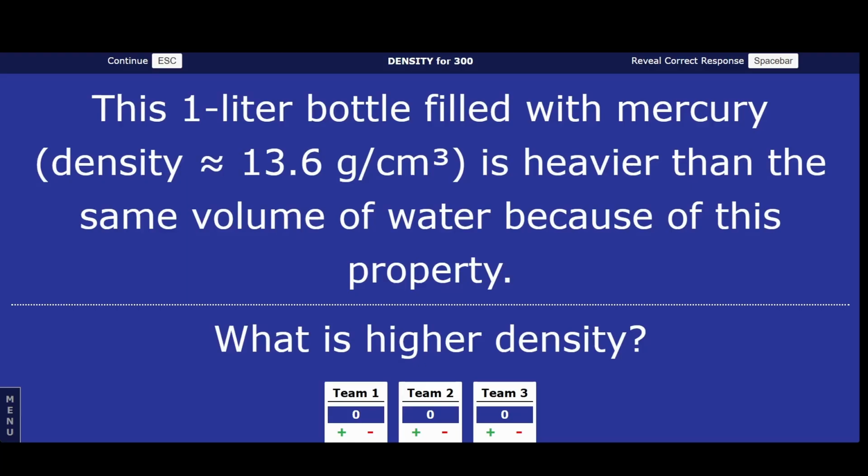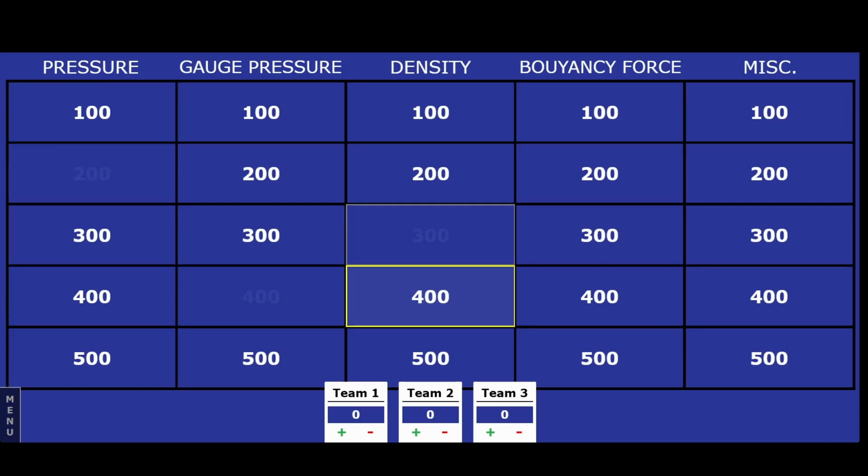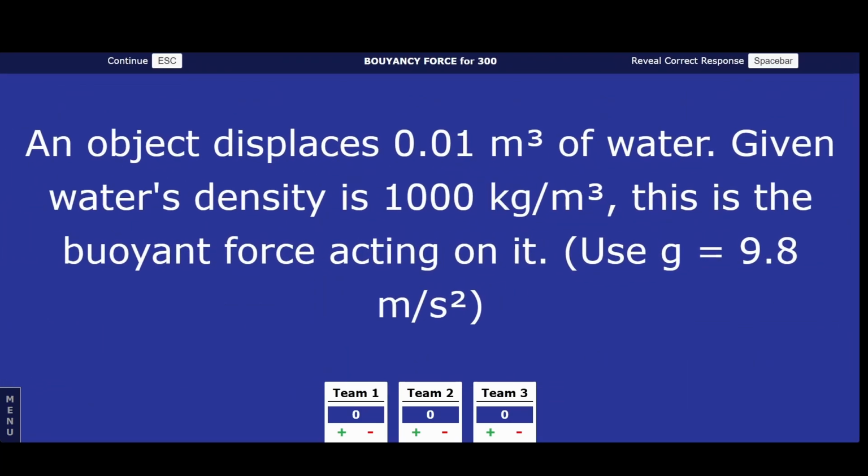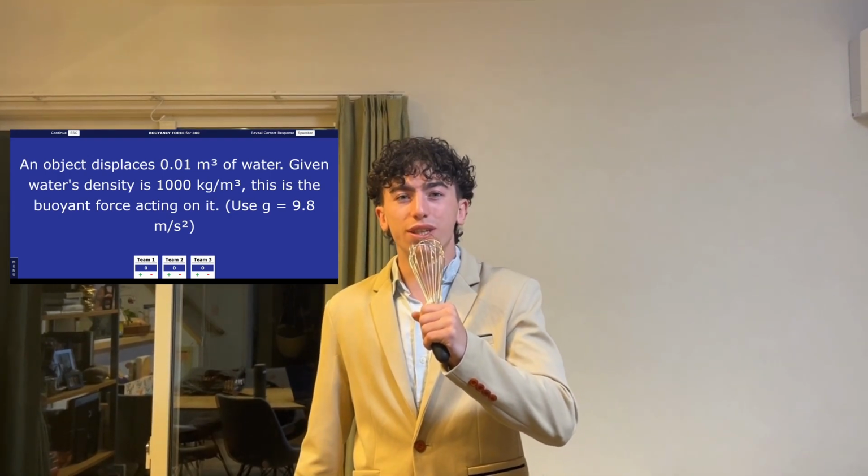Next up is buoyancy. An object displaces 0.01 meters cubed of water. Given water's density is 1,000 kilograms per meter cubed, this is the buoyant force acting on it. Use G equals 9.8 meters per second squared. For this one, we just needed to use our trusty equation, buoyancy force equals density times volume times gravity, and we get an answer of 98 newtons.